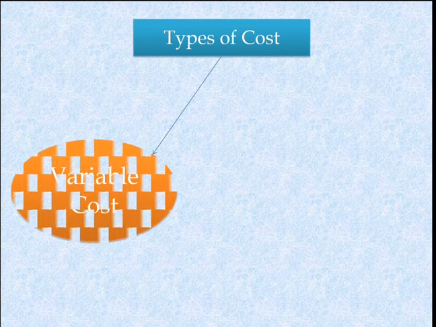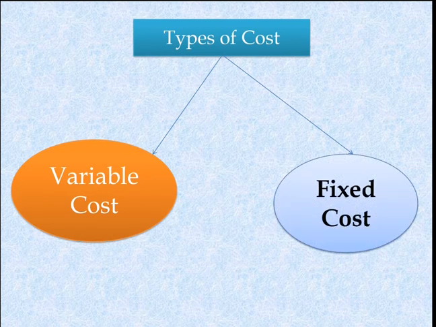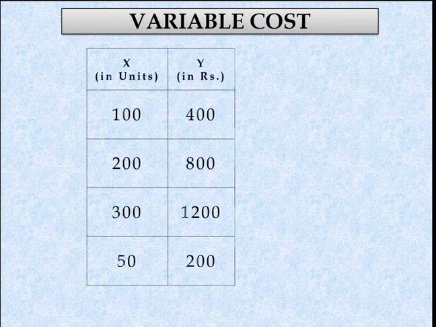Now let us see what are the major categories of cost. There are mainly two major categories of cost. One is variable cost and another is fixed cost. Now let us understand what is variable cost. Before understanding the concept of variable cost, let us consider one example. Here X is the unit and Y is the total cost of that unit.